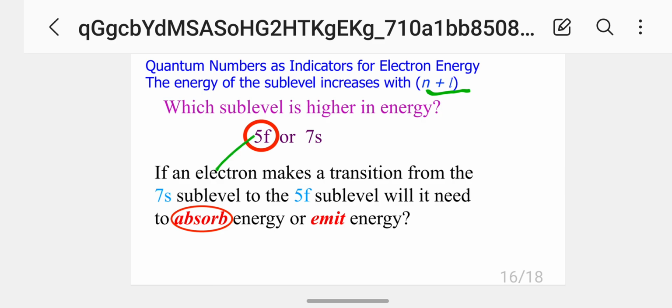Alright, if an electron makes a transition from the 7s sublevel to the 5f sublevel, will it need to absorb energy or emit energy? The answer has been indicated here, but let us discuss. As the 7s sublevel has a lower n plus l value, the 7s sublevel will always absorb energy to get excited, to jump, to get transitioned from its home 7s sublevel to the 5f sublevel.